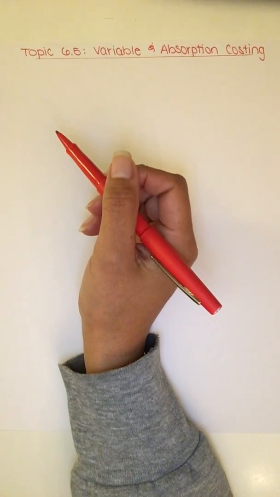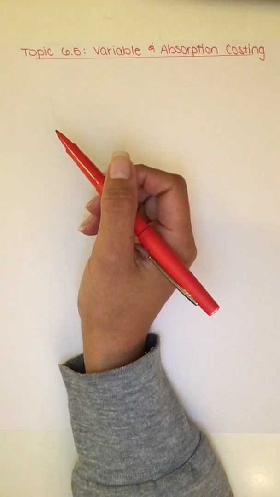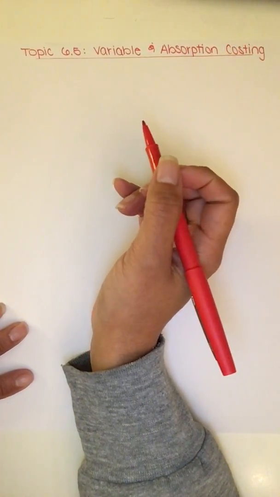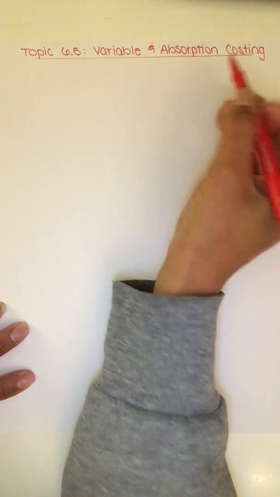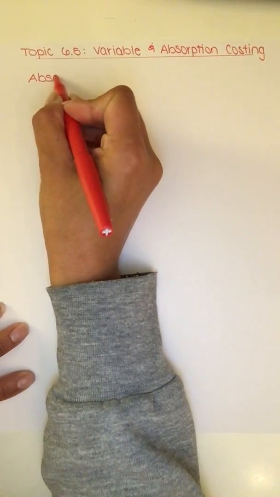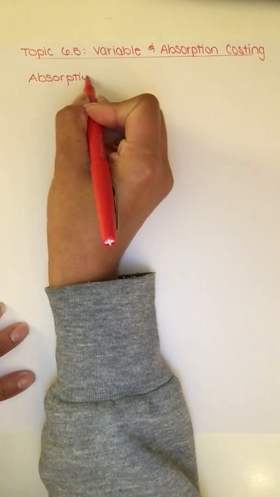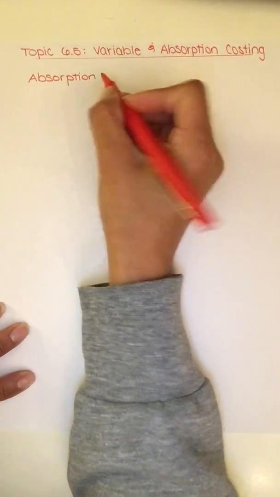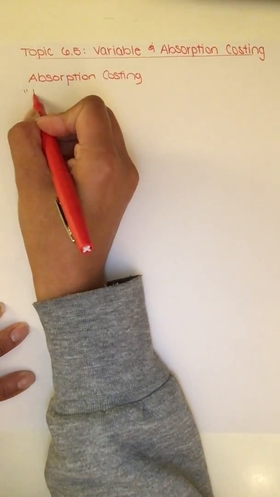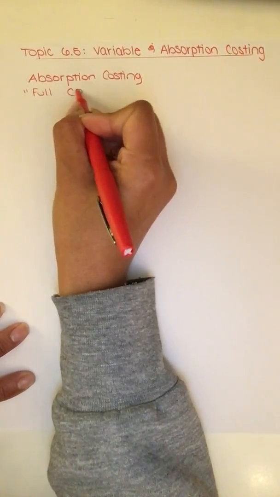All right, so what are these two different costing systems that we're going to be introduced to in Section 6.5? Well, let's start with absorption costing. Why am I starting with that? Because we've actually seen it before. We just didn't know it was called absorption costing. So absorption costing, also sometimes called full costing.